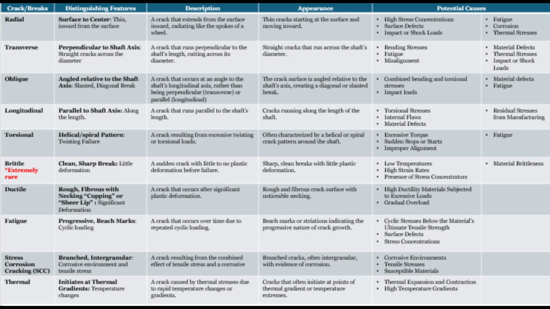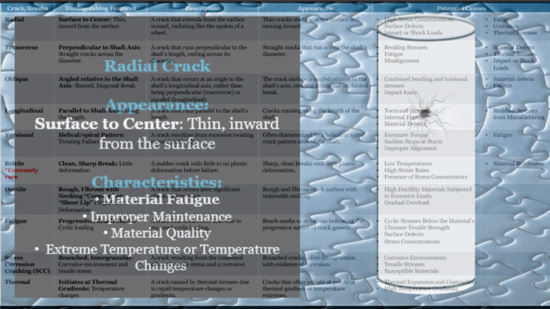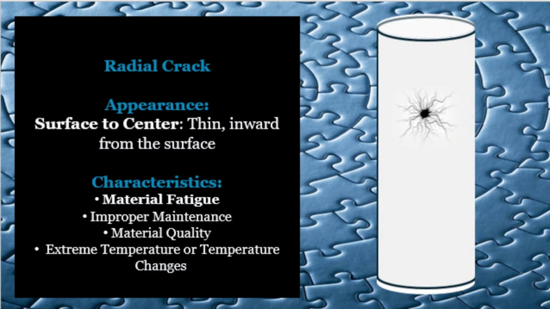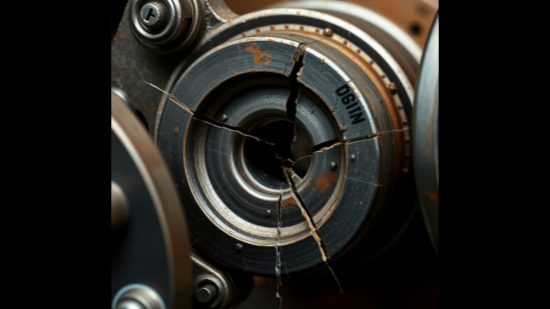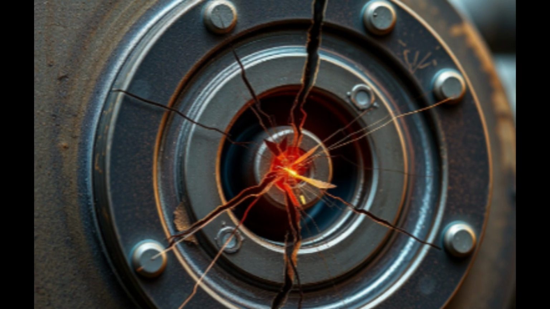Different types of cracks and their distinguishing features. Let's dive into the world of cracks and breaks in materials, each with unique characteristics and causes. Starting with radial cracks, these cracks radiate from the surface toward the center, like spokes on a wheel. They're thin, extending inward, and are often caused by high stress concentrations, impact, or thermal stress.